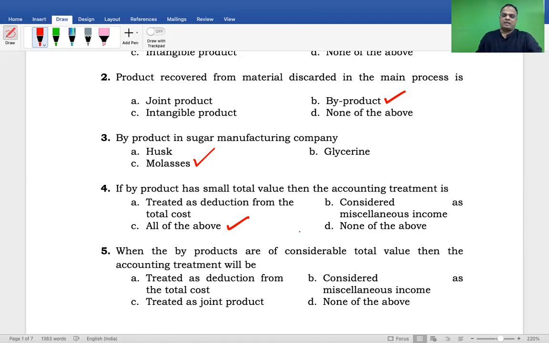When the byproducts are of considerable total value, the accounting treatment will be: deduction from the total cost, considered as miscellaneous income, treated as a joint product, all of the above, none of the above. Based on the higher, considerable value, it is going to be called a joint product, no longer a byproduct. Clear?